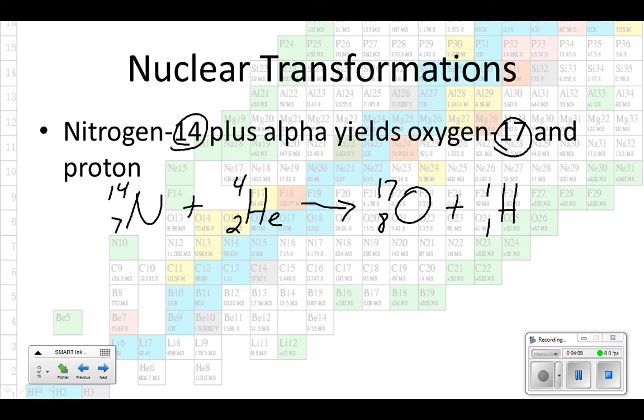So it has a 1 on the bottom because it's 1 proton, and a 1 on the top because it has a mass number of 1. And if you go across here and add, look at this. 7 and 2 is 9, 8 and 1 is 9. 14 and 4 is 18, 17 and 1 is 18. So they add up across the top. So that's always the rule. Add up across the bottom, add up across the top.